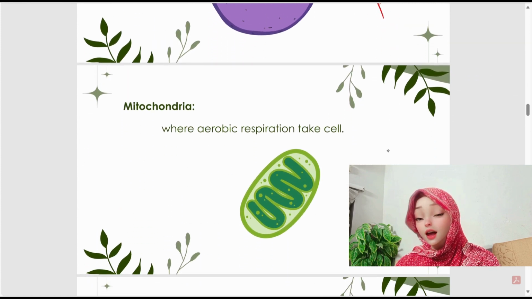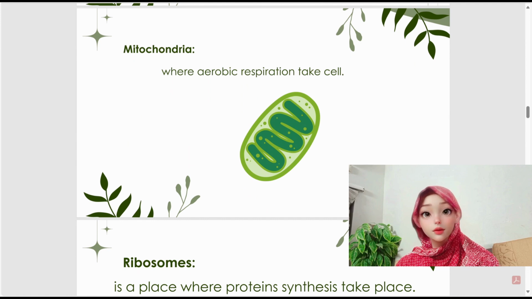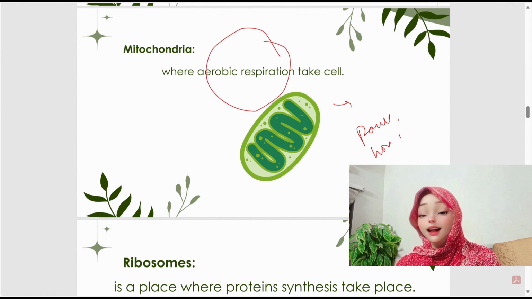Now here is the mitochondria, which is also known as the powerhouse of the cell, because aerobic respiration takes place in the mitochondria, and as a result of aerobic respiration, energy is produced in the form of ATP.